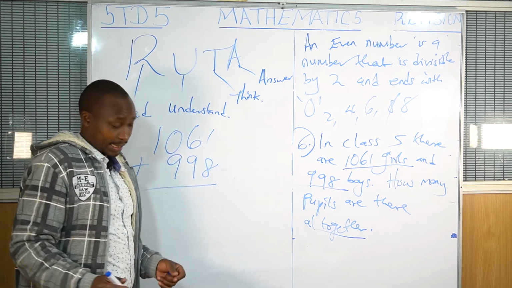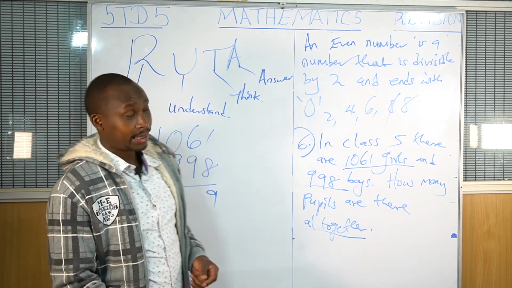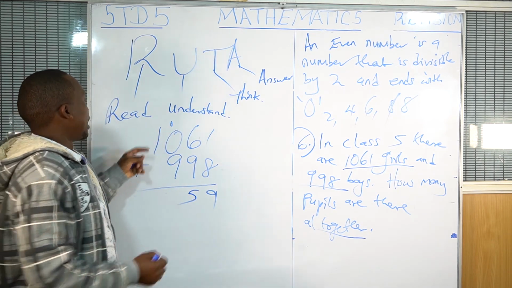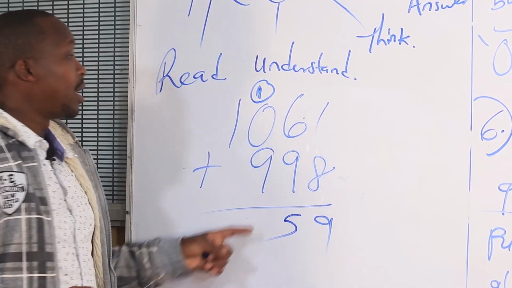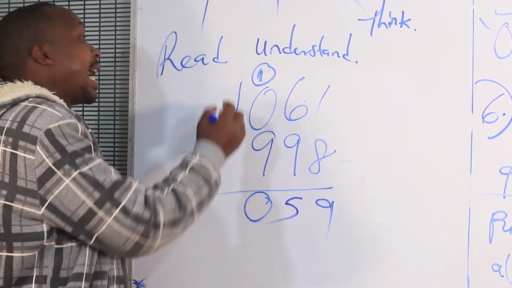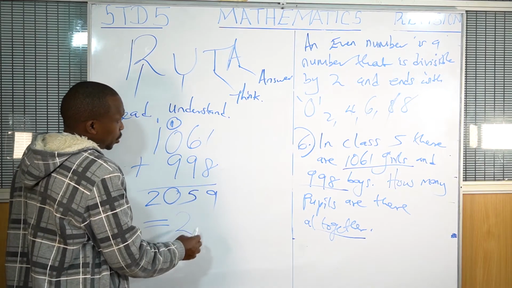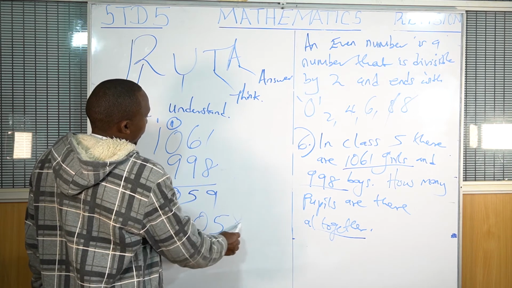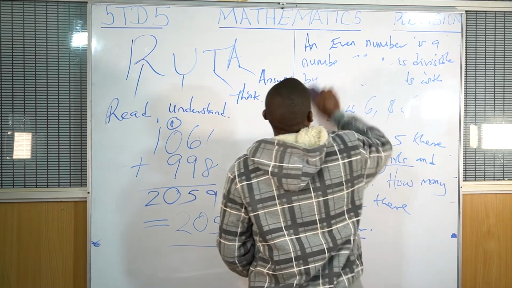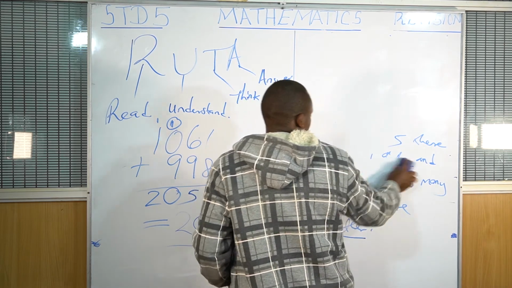What is 1 plus 8? 9. What is 9 plus 6? 15. Very good. We carry 1. That is, you circle that number there. 0 plus 9 is 9. Plus 1 is 10. Carry 1. 1 plus 1 is 2. So the total number of pupils in class 5 is 2059. We go to question number 7.